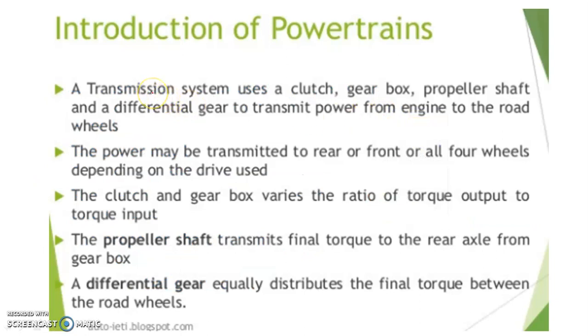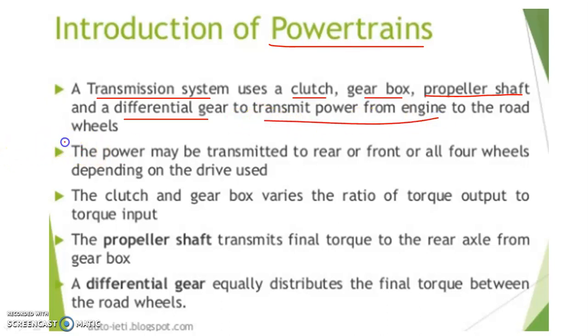Let us see the introduction to powertrains. In last lecture we have seen what is a transmission system, and transmission system is also called as a powertrain. So let us review that. A transmission system uses clutch, gearbox, propeller shaft and differential gear. These are the four important components of the transmission system or power trains, and these are used to transmit power from engine to the road wheels. The power may be transmitted to a rear or front or all four wheels depending on the drive used.